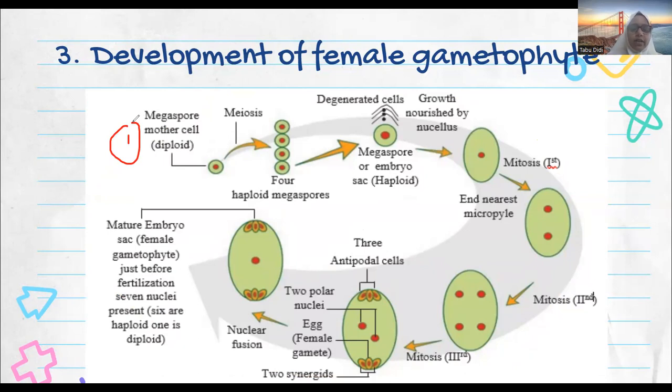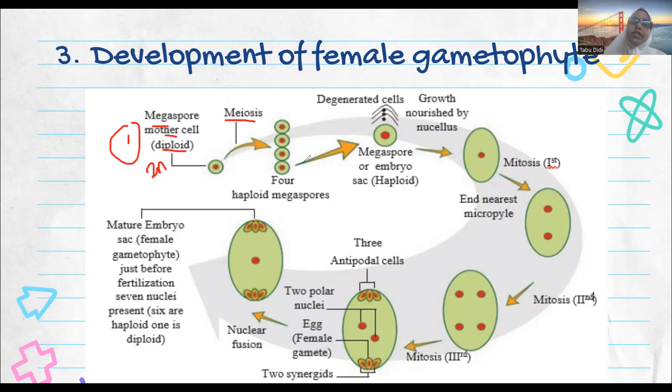So this megaspore mother cell is diploid in nature, which means there will be 2 sets of chromosomes, n plus n. Any parent cell will always be diploid in nature. Now, which type of cell division will it undergo? Meiotic division. Why will it undergo meiotic division? Because daughter cells have to be formed.